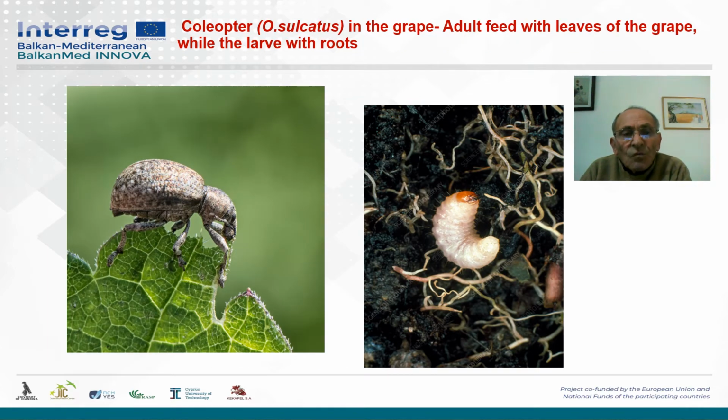We see here two forms of damage from Otiorhynchus sulcatus in the grape. We see the adult is feeding on the leaves, and we see the larvae are feeding on the roots. That means we need to know in detail the biology of this insect in order to determine this is typical damage of Otiorhynchus sulcatus in the new roots of the grape. The C-shaped form of the larva and the yellow head are characteristic of this kind of larva.